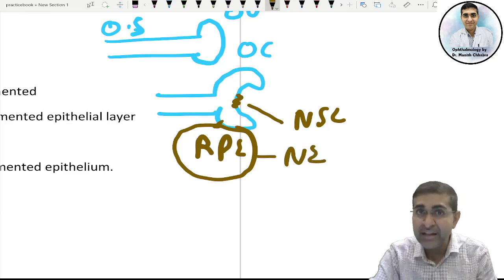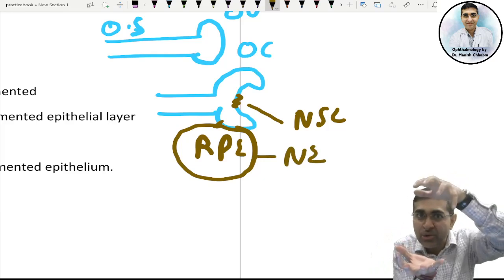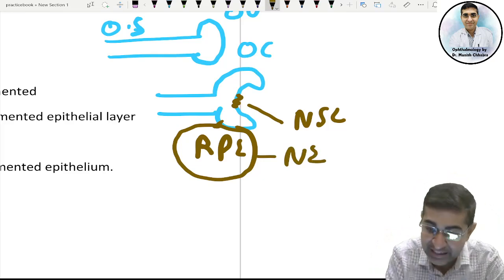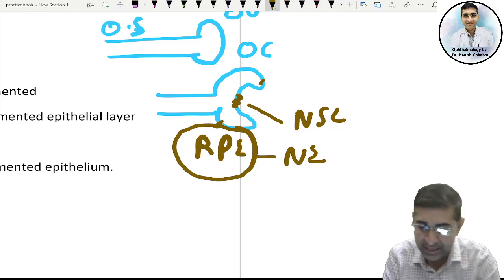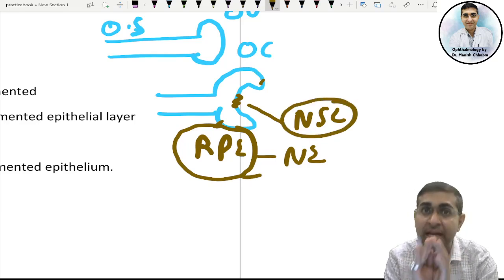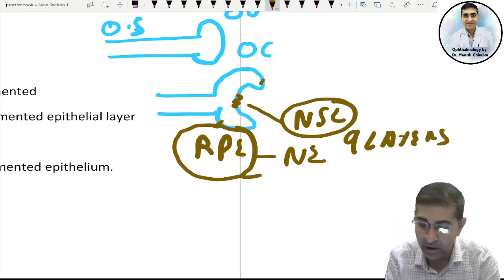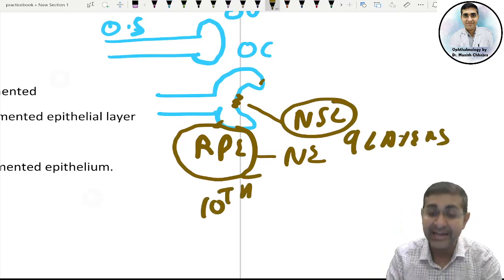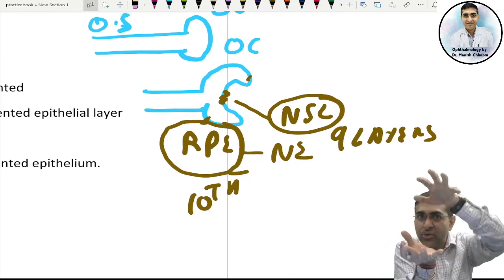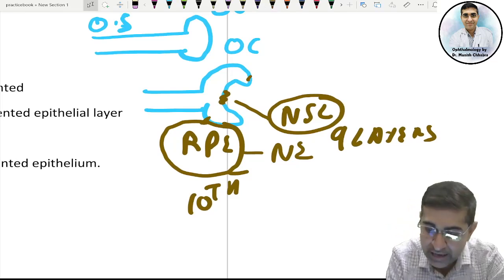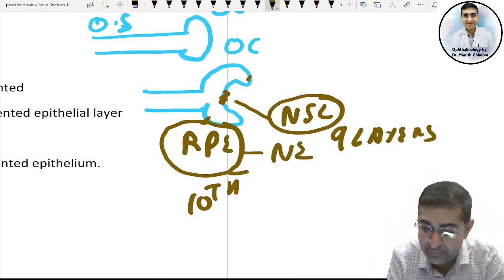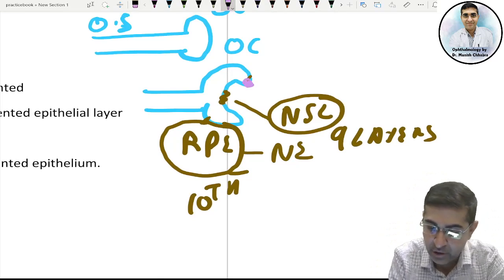Now when the optic cup is closing and reaches the periphery, you know that RPE and the neurosensory layer together form the 10 layers of the retina. The neurosensory layer is the inner 9 layers, while the outer 10th layer is the retinal pigment epithelium. Now when it is getting closer, there is the ciliary body first, and later there is formation of the iris.